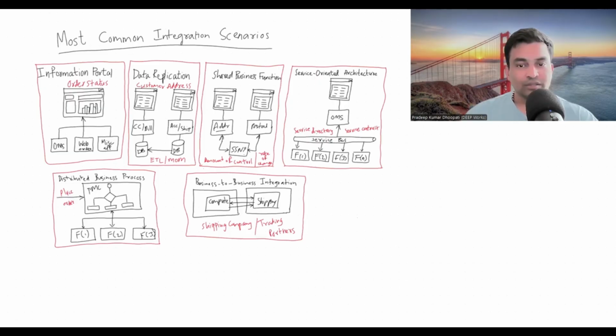making compliant calls to these different services. The next approach is a distributed business process.